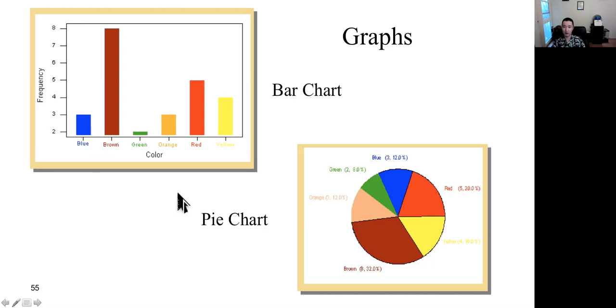Very simple. We can put the percentages in a pie chart. Typically for a pie chart, it's 100% in total for the whole pie. For red, it's 20%. We can write here: red, the frequency is 5, the percent is 20%. So that's a pie chart. I think most of us have seen this type of chart before, right?